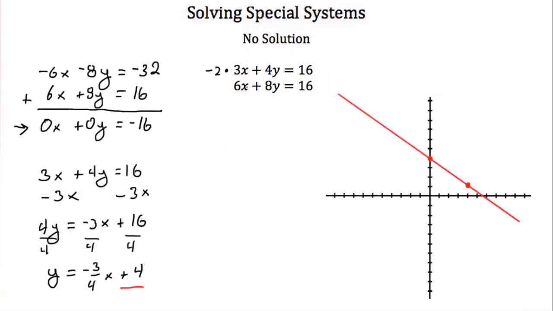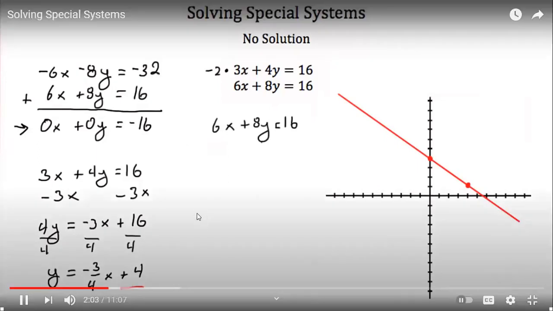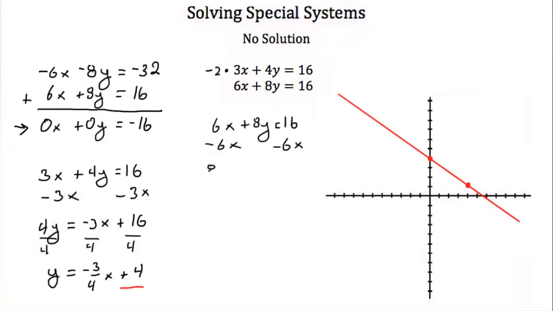So let's try our next equation, 6x plus 8y is equal to 16. Again, I'm going to move the x over, so I'm going to subtract 6x from both sides. We get 8y is equal to negative 6x plus 16. Divide everything by 8. We get y alone. We get y is equal to negative 3/4 x plus 2.